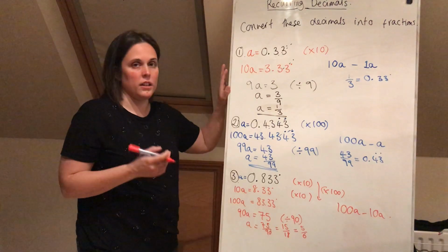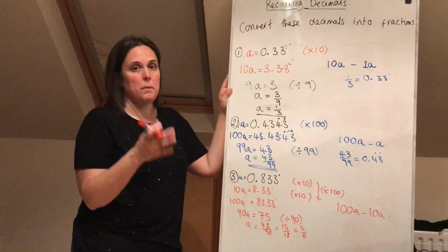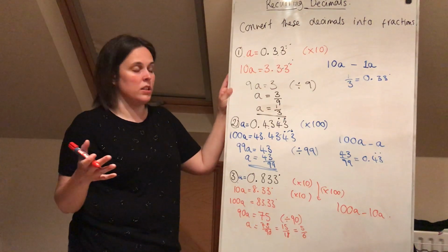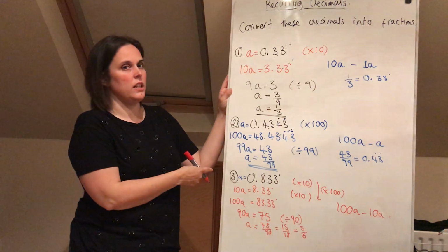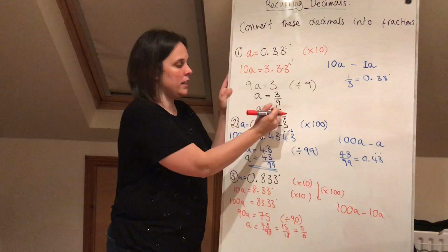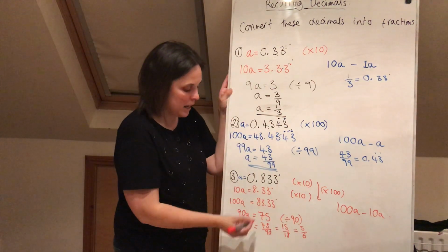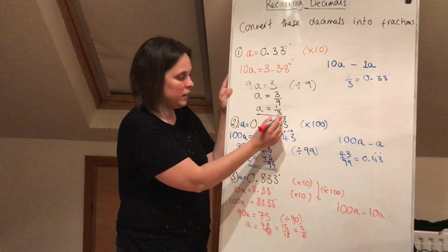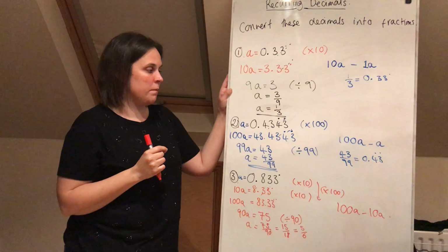So you might find that some questions you have to vary it slightly. You can always multiply by 10 or 100 or even 1,000 or more than that if you need to, and use different combinations of these to subtract them. Remember, you're always looking for being able to cancel out the recurring decimal part, so you want to have exactly the same pattern like we did here and here and here, and then the method works.